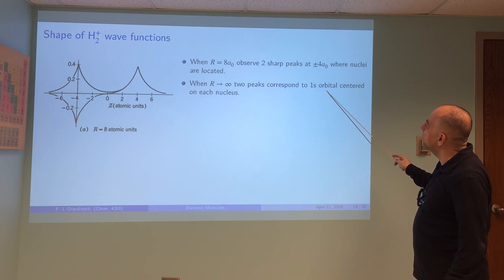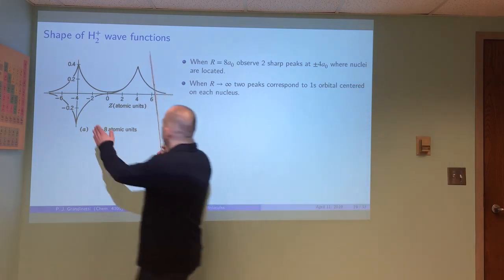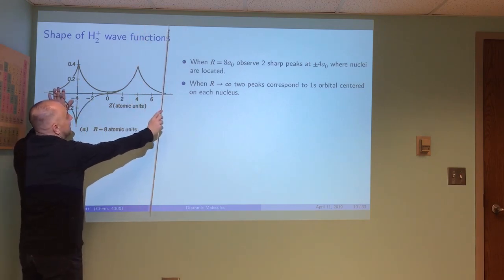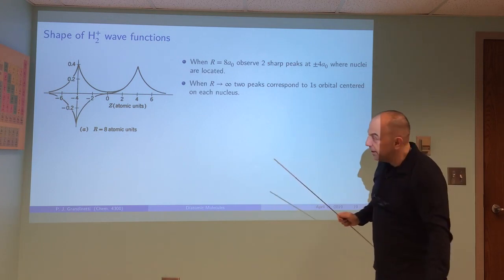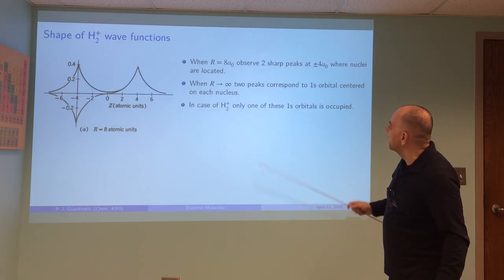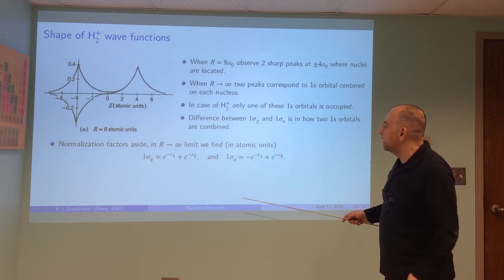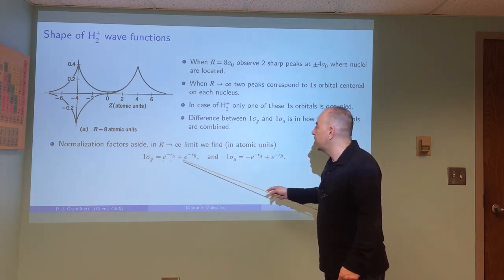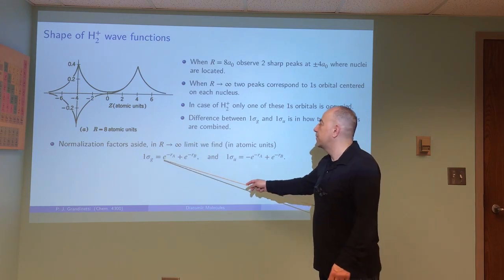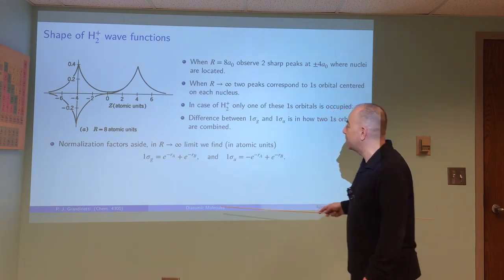Okay. So what we get when we go to R equals infinity looks like, if we keep going, we would end up with two 1s orbitals sitting far away from each other. And as you look at this, you think only one of these is occupied, but you can look at how these combine, and when you're far away from each other, it looks a lot like you just took the individual 1s orbitals and added them together.